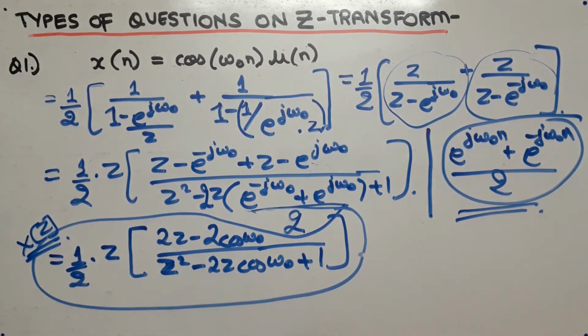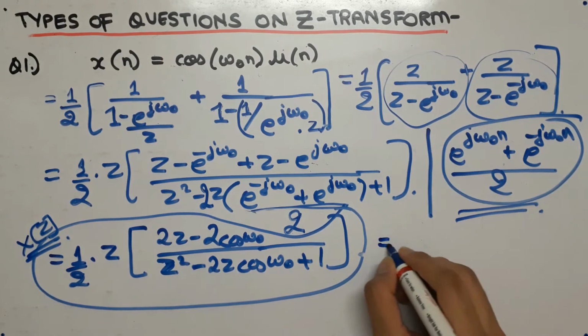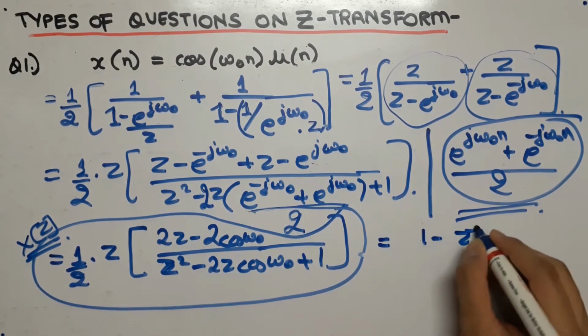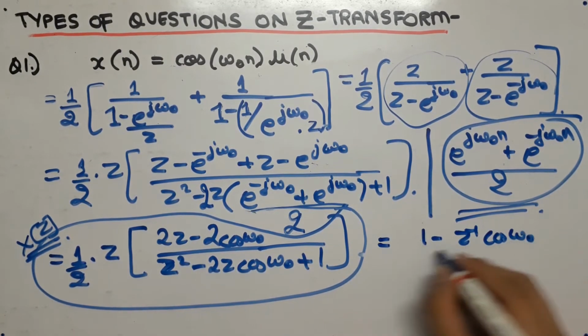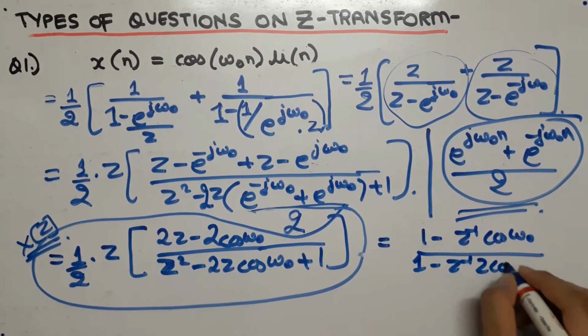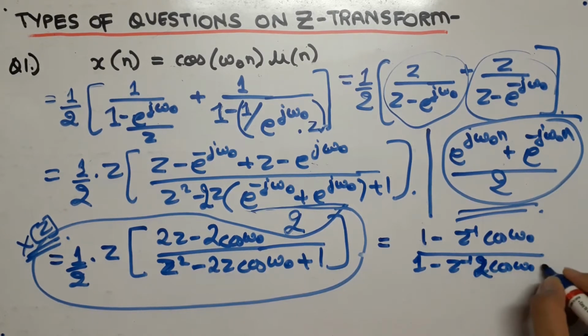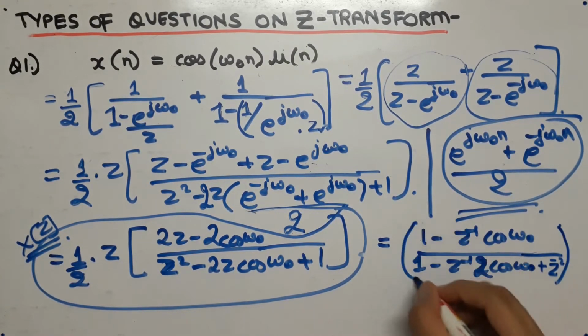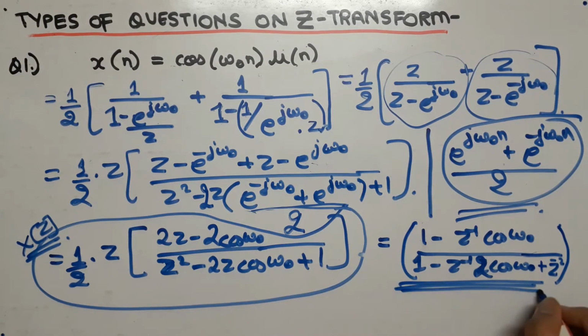You can solve this further if you want to, that is, you can write this in the form of 1 minus z inverse cos omega naught upon 1 minus z inverse 2 cos omega naught plus z to the power minus 2. Guys, this is our final value of xz that we got by solving xn.